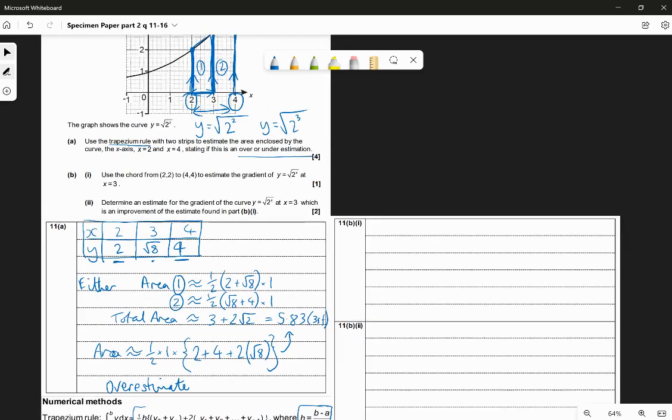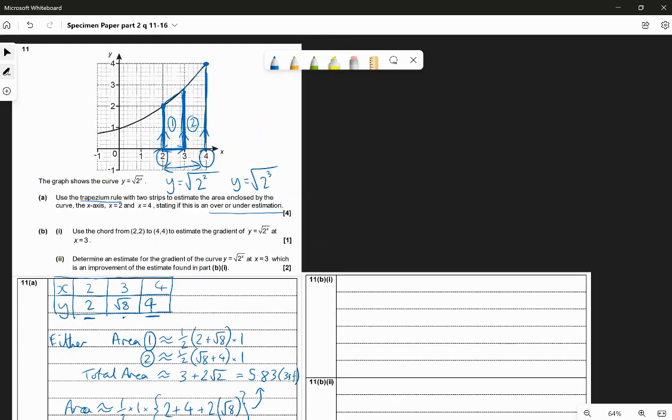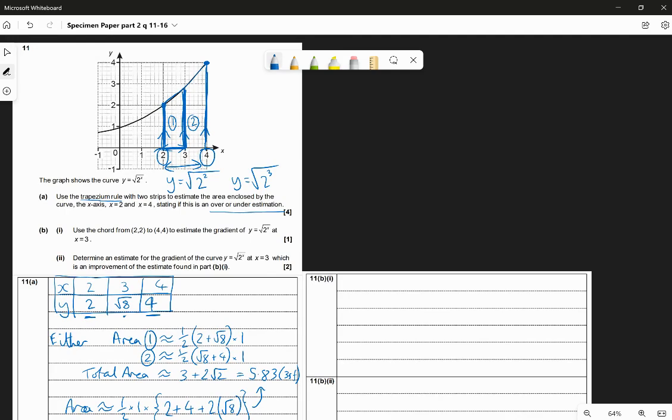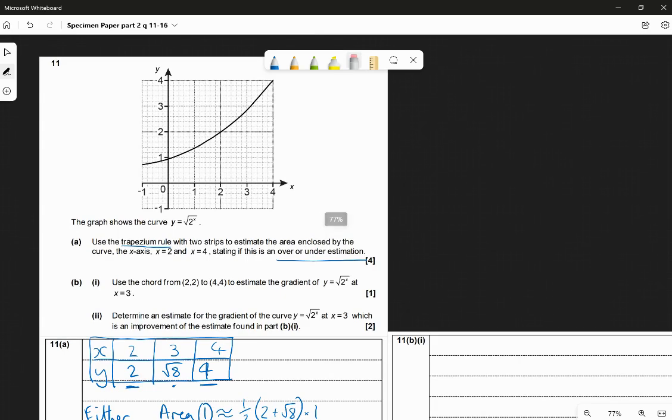Okay. So let's have a look at part B, part 1. So part B is talking about gradients of the curve. So it's no longer about finding the area. So I'm going to erase the work that I've done on that so far. And let's have a look more closely at the curve. Use the chord from 2,2 to 4,4. So from there to there.